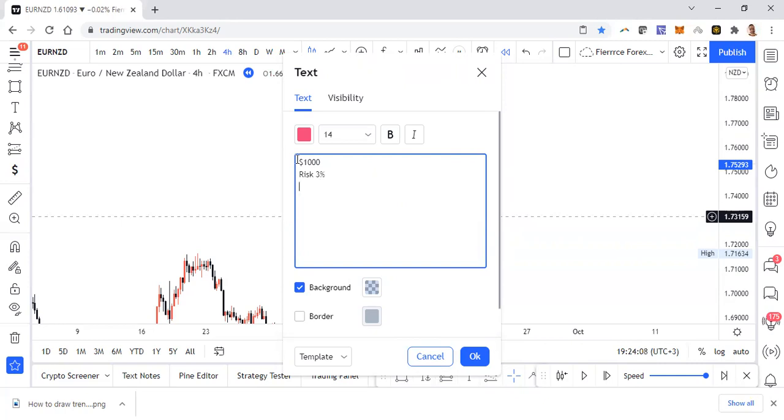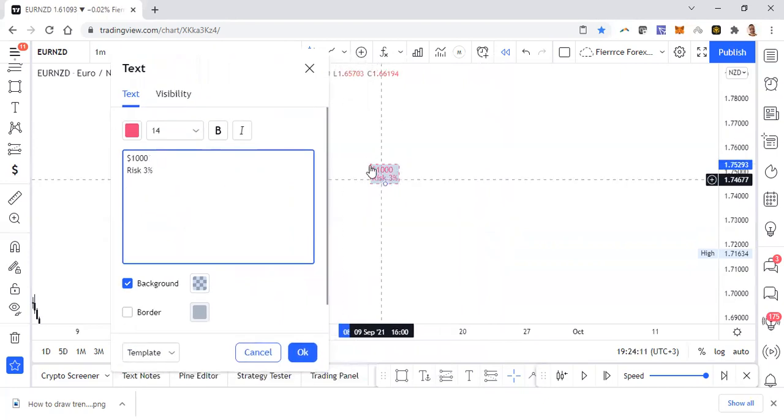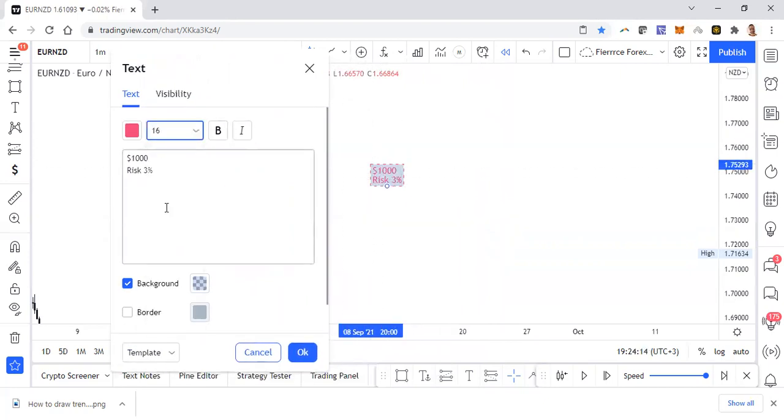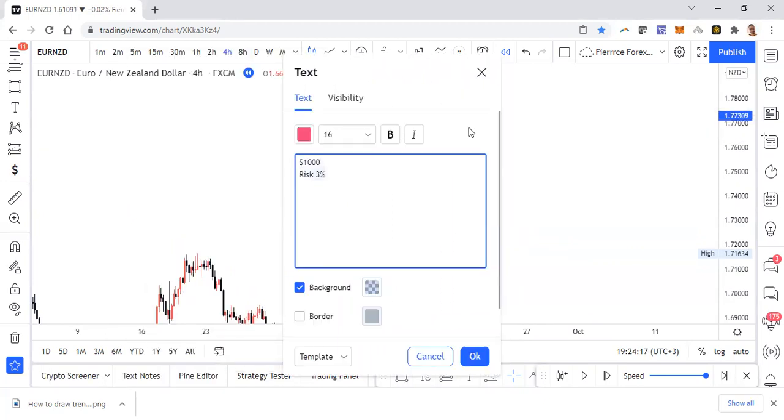How do you correctly allocate the right lot size? So how do we calculate the correct lot size to use vis-a-vis our risk? Because you could be risking 3%, that's $30, right? But you may use a lot size that does not apply.